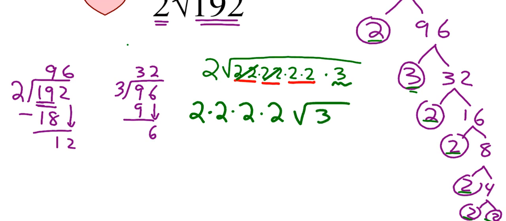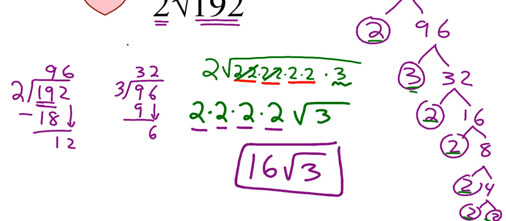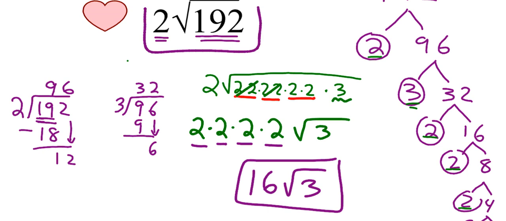So then we just go ahead and multiply, and we end up with 2 times 2 is 4, times 2 is 8, times 2 is 16. And then the square root of 3 is just the square root of 3. So 16 square root of 3 is the same thing as 2 square root of 192. It's just in a more simplified form. If you put those in the calculator and hit enter, you'll see that they're the same thing, but this is simplified form.